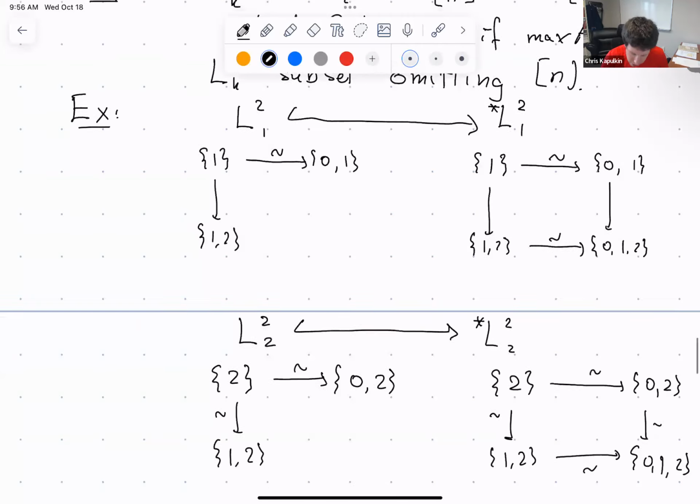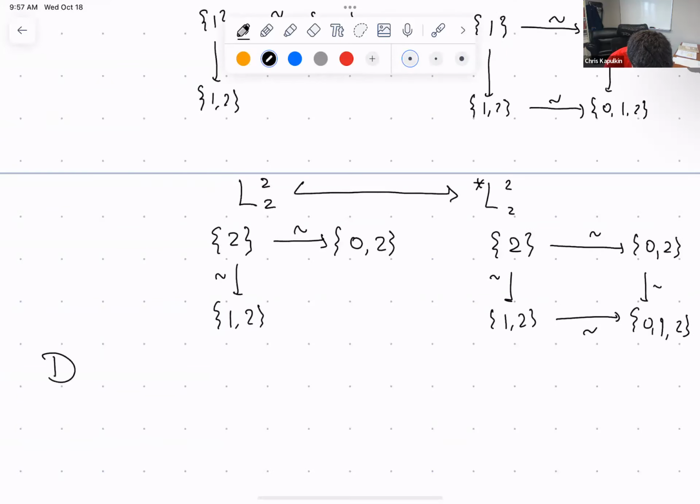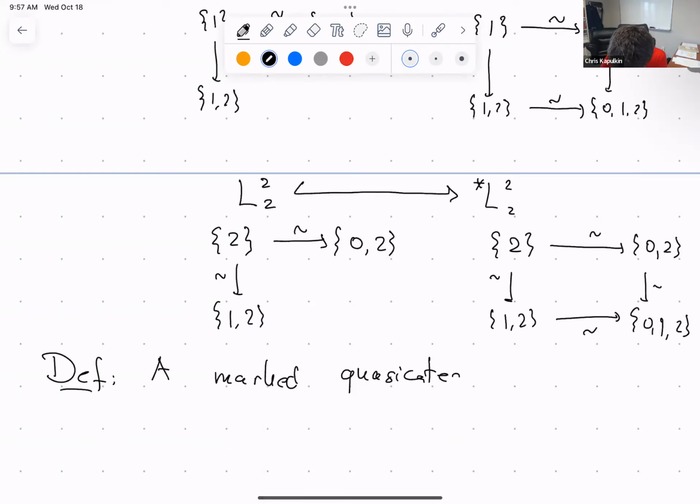Okay, so with that, I can tell you now the definition. So a marked quasi-category. I realize that I'm way over time. That never happened to me before. But I'll be last bit, okay?